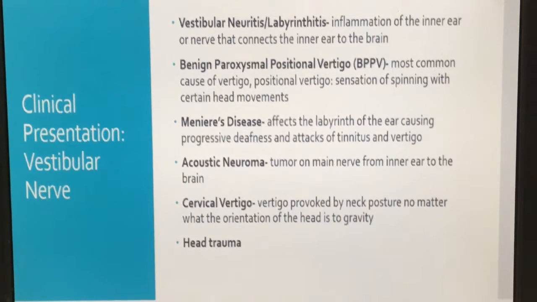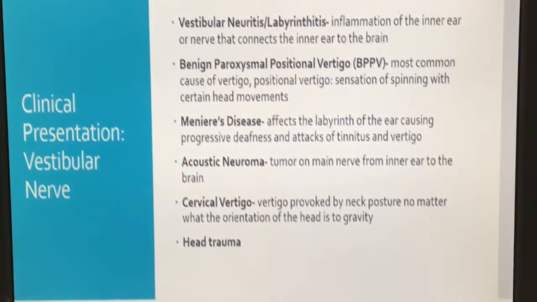So here are the clinical presentations of the vestibular nerve. The first one is vestibular neuritis, also called labyrinthitis. It is an inflammation of the inner ear or the nerve that connects the inner ear to the brain. The chief patient complaints can be an acute onset of vertigo, nausea, vomiting, and imbalance that can last for 1 to 3 days.